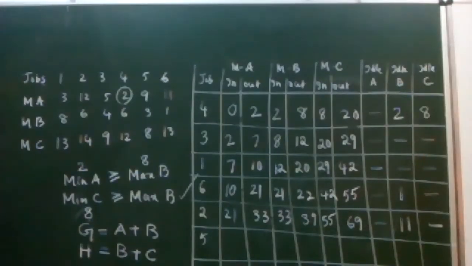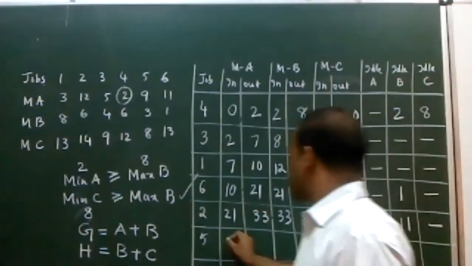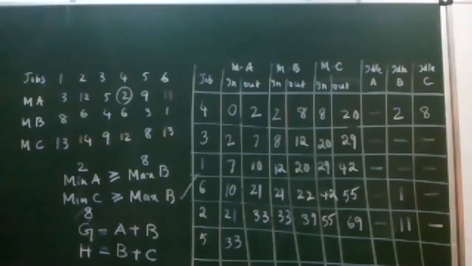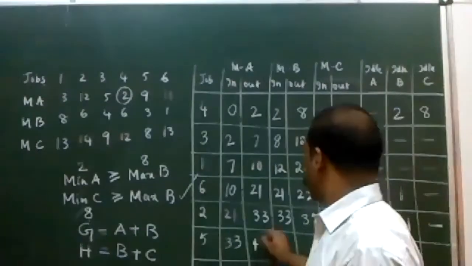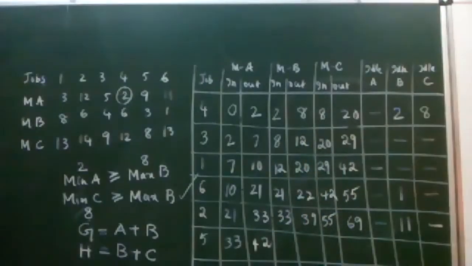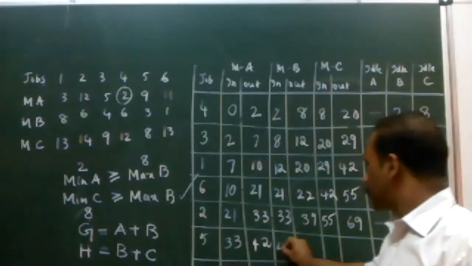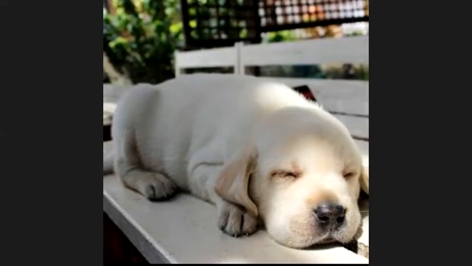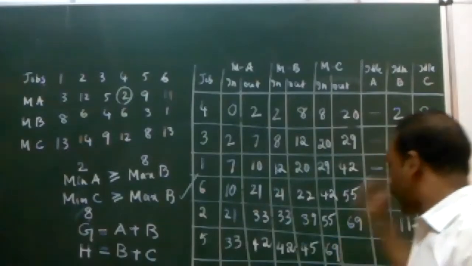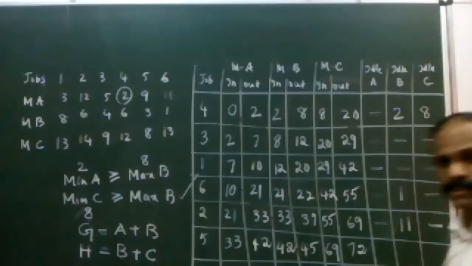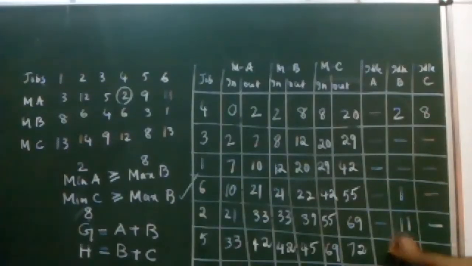Now we'll come back to the last job, which is job number 5. What time does job number 5 start? It starts at 33. Can you tell me what time it comes out? 42. And here what time does it start? It starts at 42. And what time does it complete? 45. Here it starts at 69 and completes at 72. So there is no idle time here.